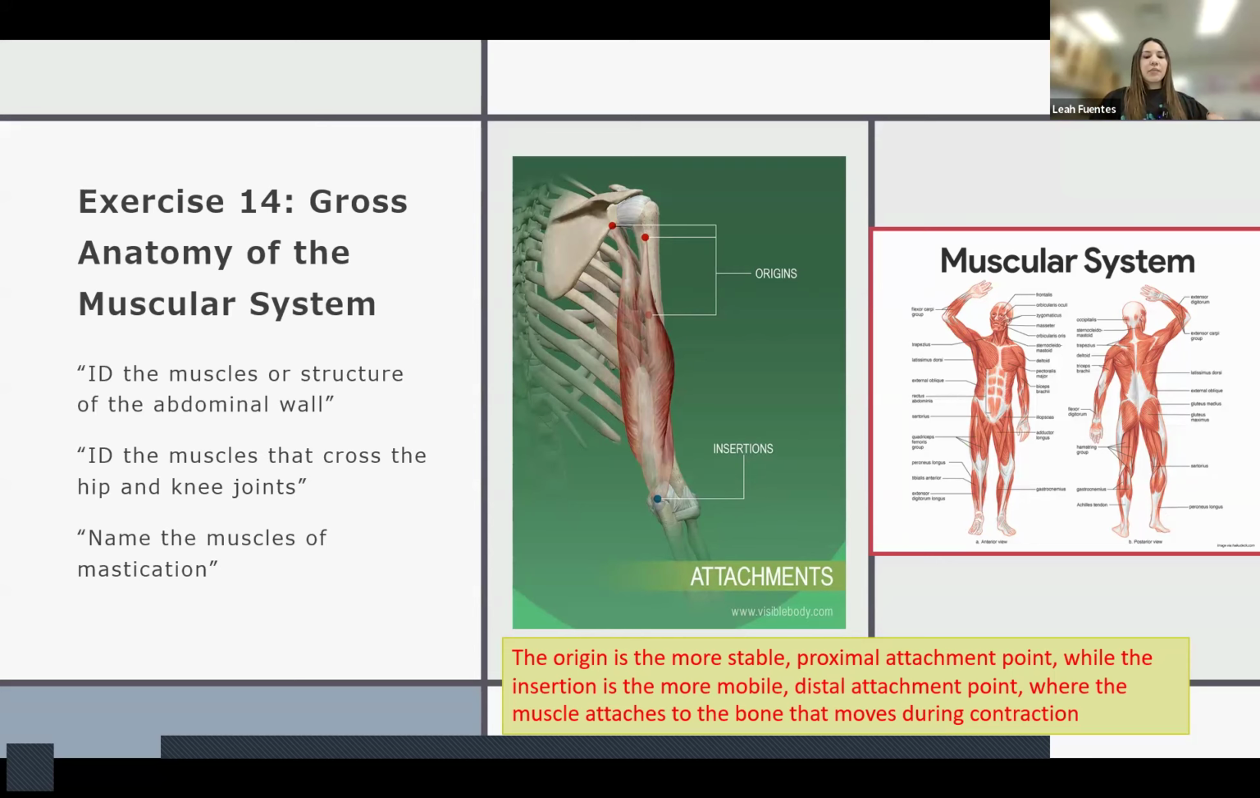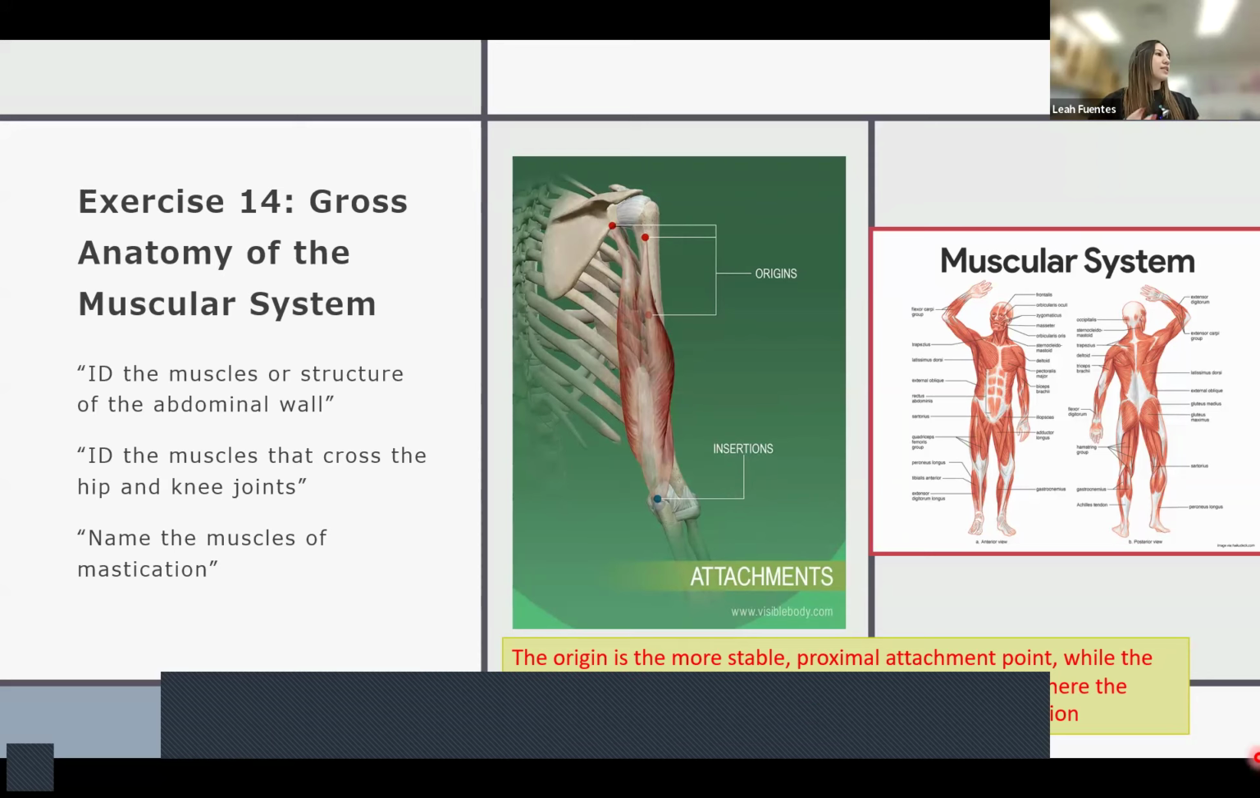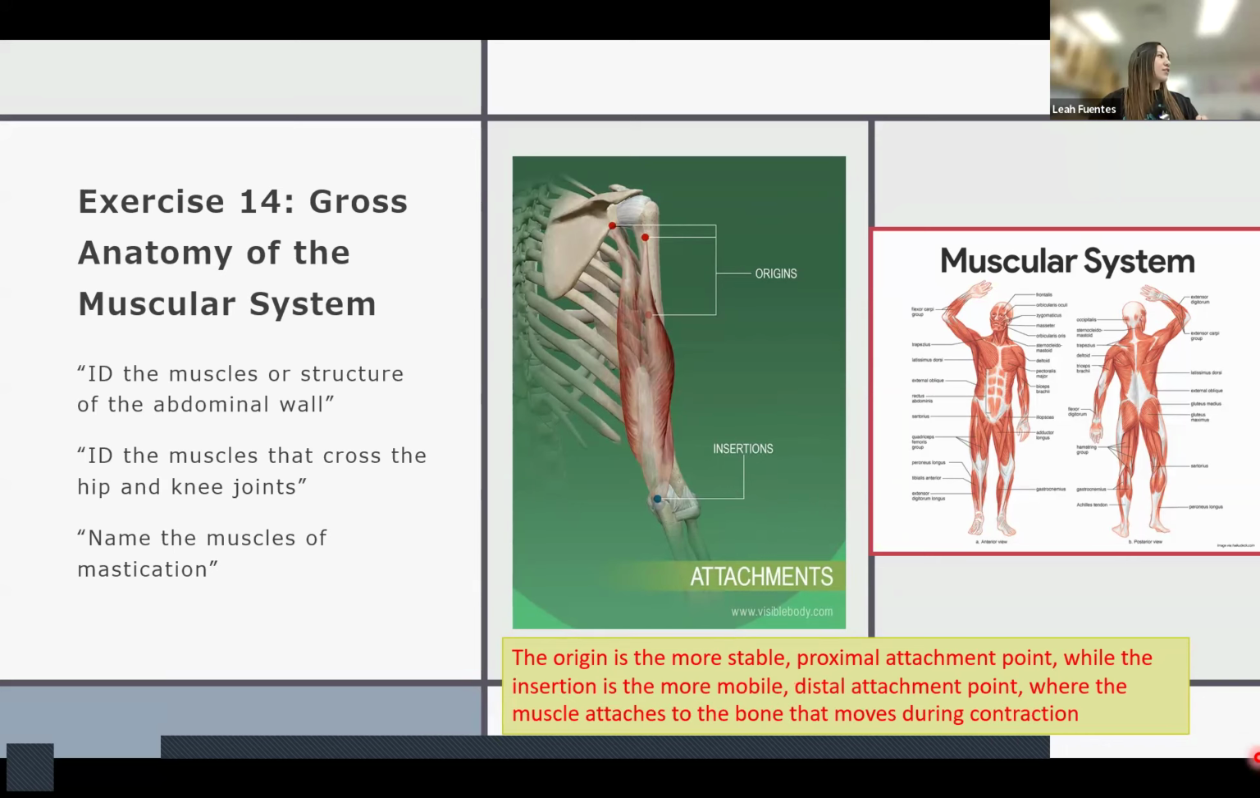Origin and insertion. Remember, the origin is the more stable proximal attachment point, which would be up here, while the insertion is the more mobile, more distal attachment point, where the muscle attaches to the bone that moves during contraction. So make sure you know the difference between origin and insertion. I think I have an example in the PowerPoint, but what they can do is tell you an origin and an insertion and then expect you to be able to name the specific muscle. They could also give you the muscle and ask for the origin and insertion.